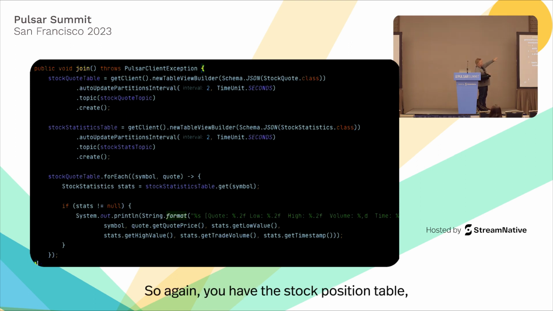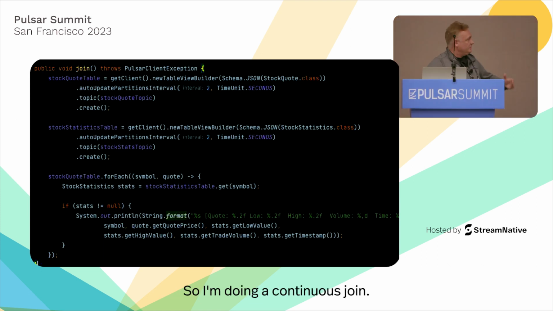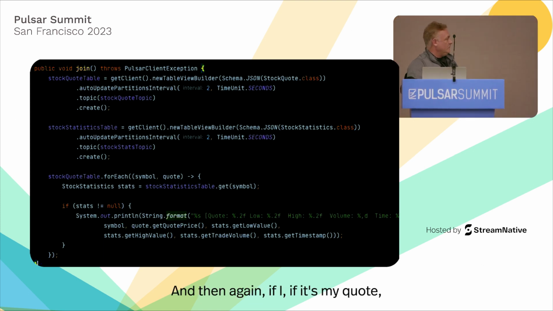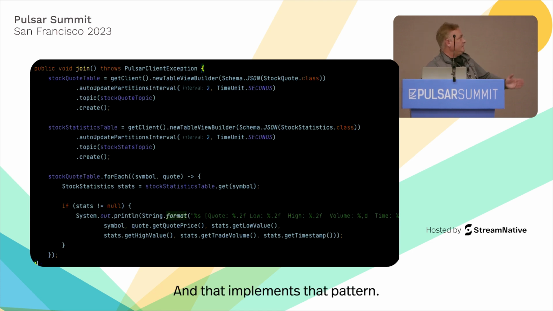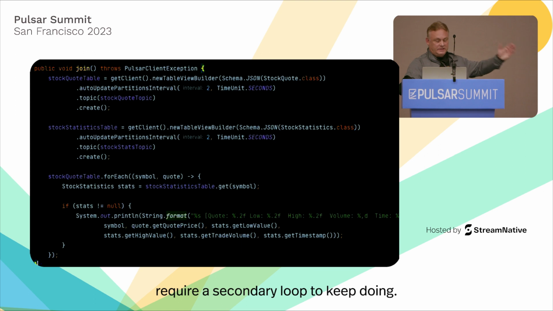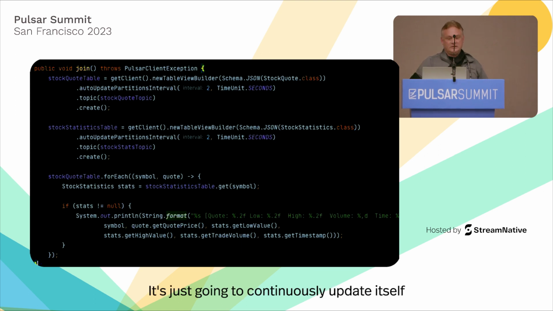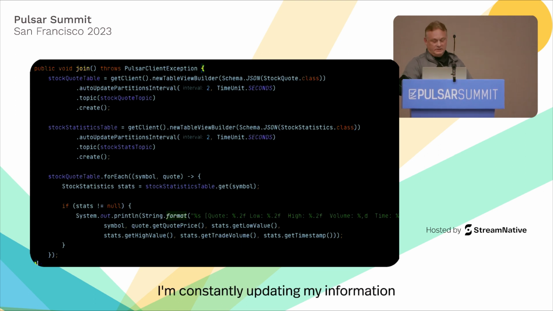So again, you have the stock position table, which is your slow-moving table, and we're going to have a continuous scanner on this. So for each one, I calculate it once, and then I listen, and then I go through each stock in my portfolio. I go get the stock quote table, and I do a lookup. I do a get on that one, so I'm doing a continuous join. And then again, if it's my quote, I do something with it. If it's not something I'm interested in, I don't. And that implements that pattern. But this one doesn't require a secondary loop to keep doing it. It's just going to continuously update itself. As new quotes come in, I'm constantly updating my information.